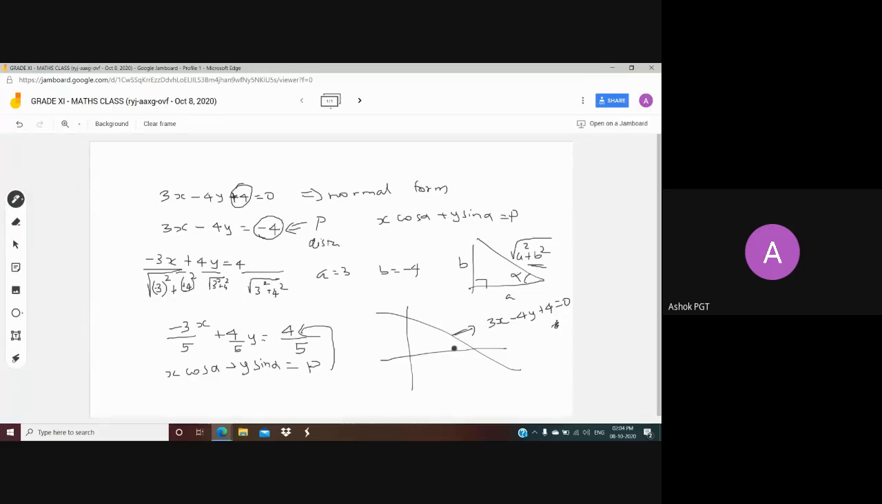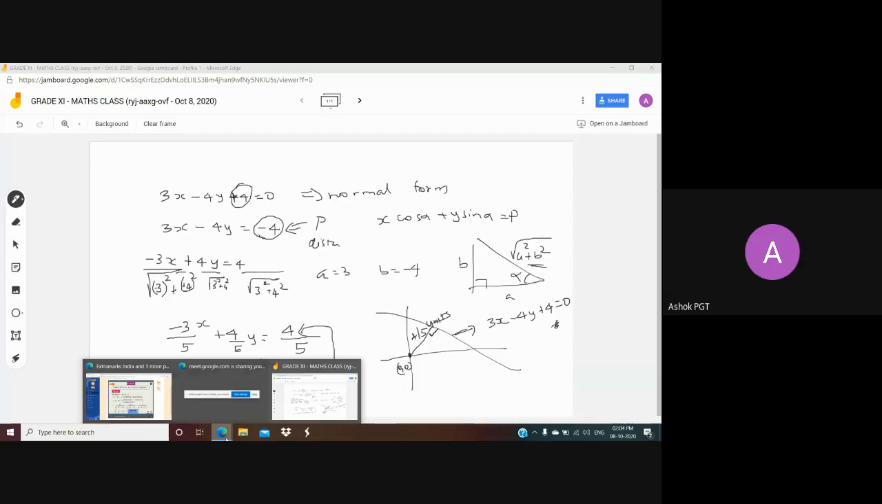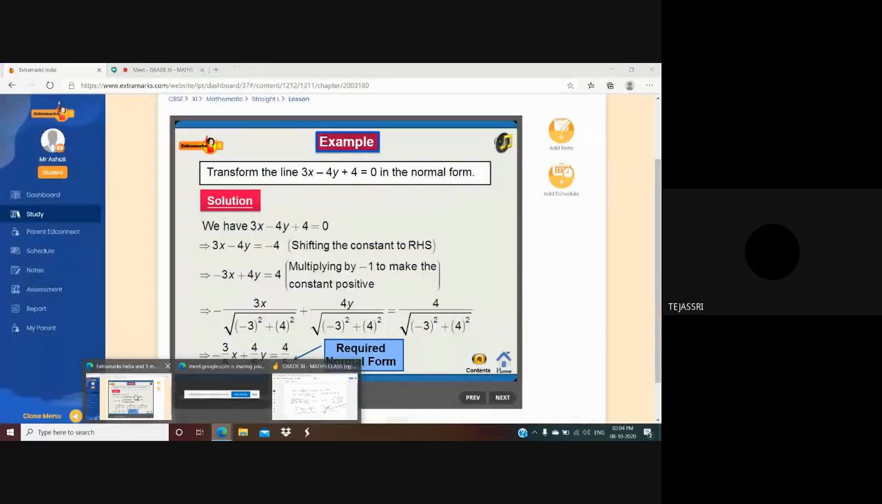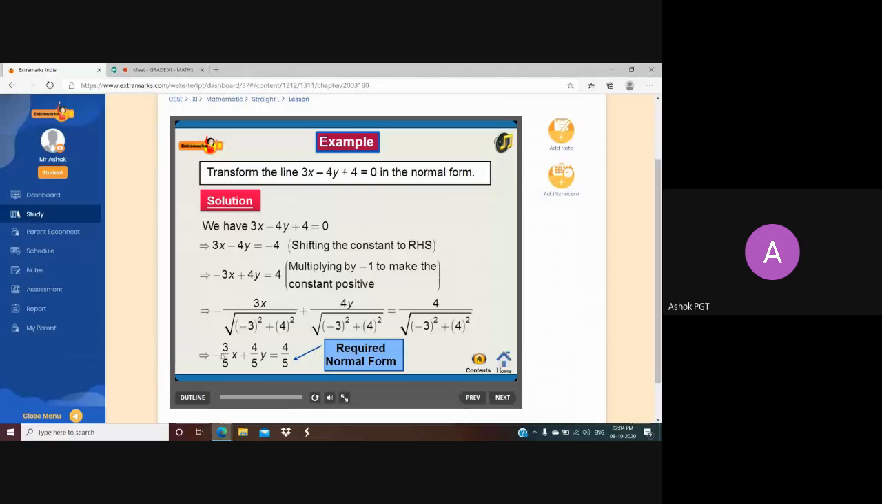If this is the equation of the straight line, the perpendicular distance from the origin to this straight line is equal to 4 by 5 units. Students, are you clear? You just observe it, same answer we got. This is the required normal form. Now we move on to the next concept.